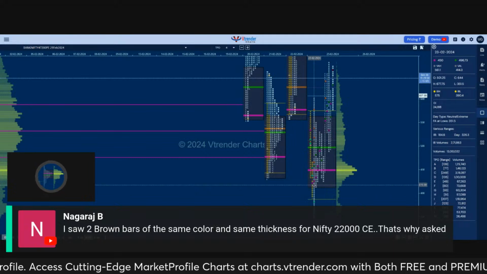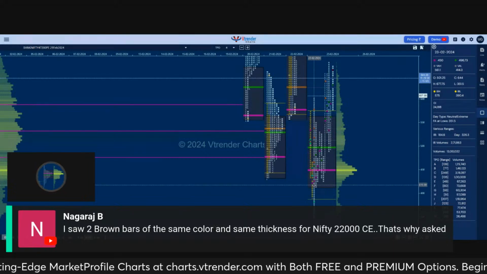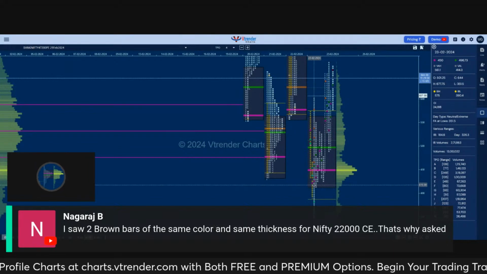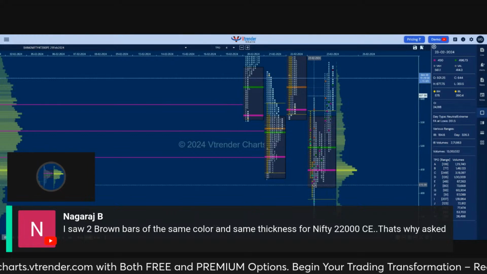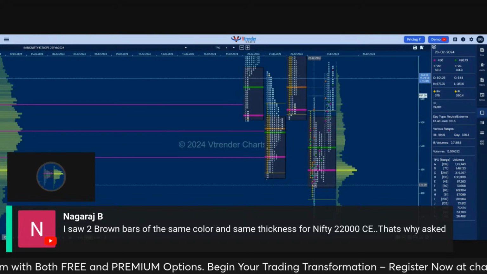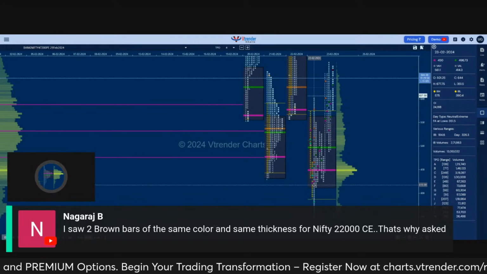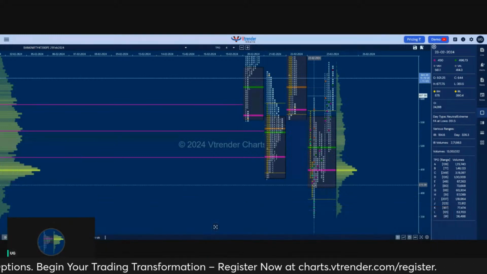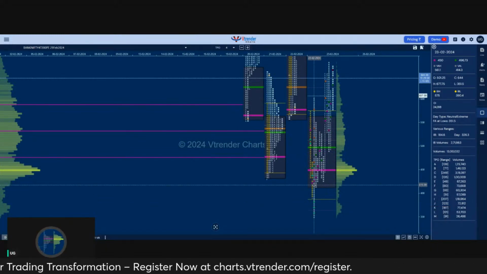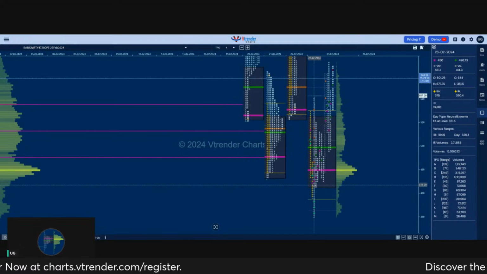Yes, the brown bars show you the HVNs. So you can have multiple brown bars because HVN is nothing but high volume bar. So the highest volume bar would be the POC of the day. So that will be in pink. In the green band is the VWAP. So the brown band shows you where the volumes were concentrated the max.